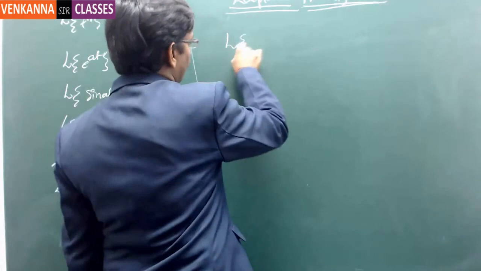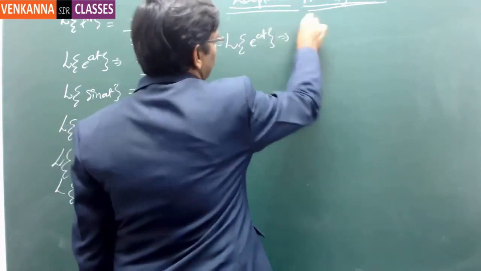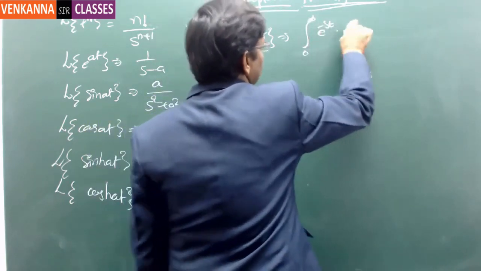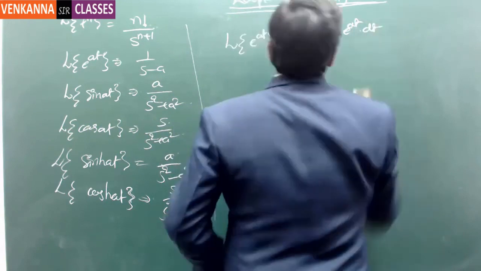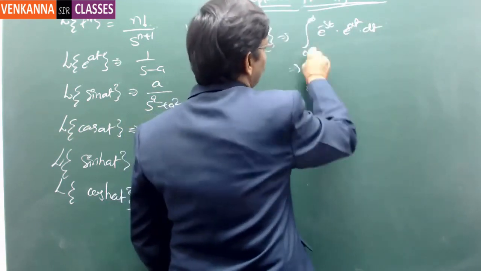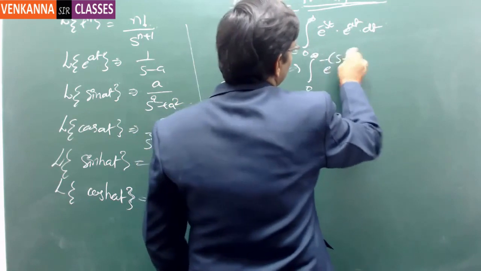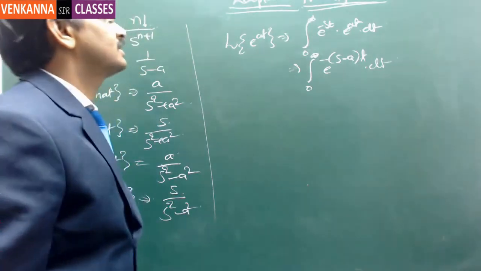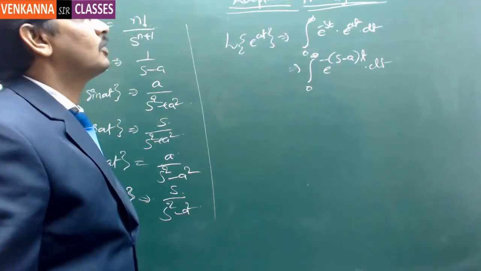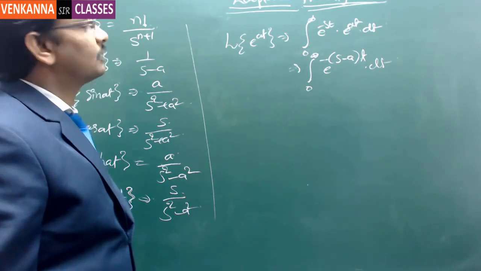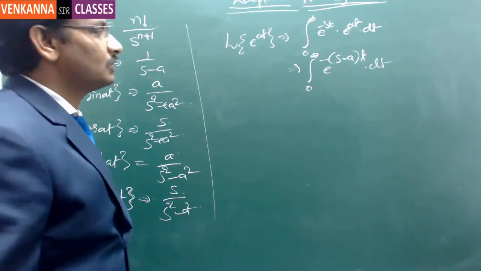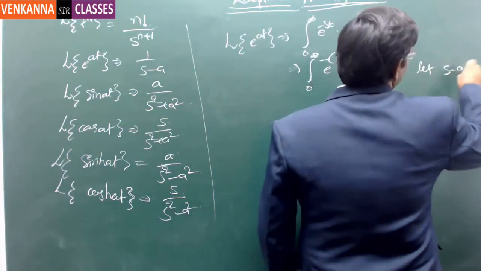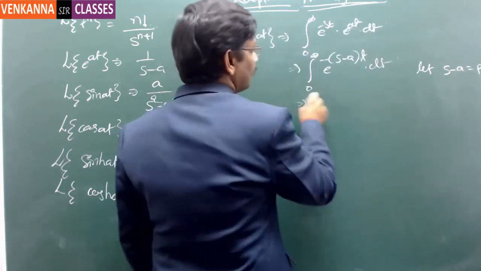So Laplace transform of e power a t is nothing but integral 0 to infinity e power minus st into the function value e power a t dt. So this is integral 0 to infinity e power minus s minus a into t dt. So e power minus st, e power a t, if I add them together, e power minus s minus a into t. Now let s minus a be equal to p.